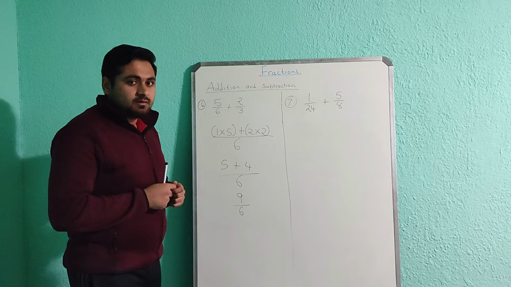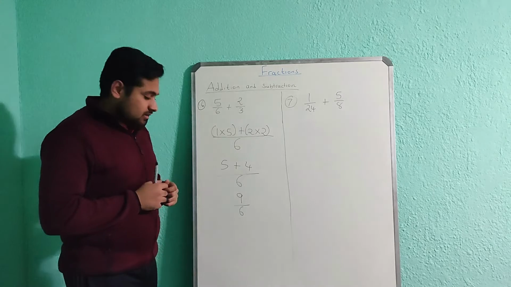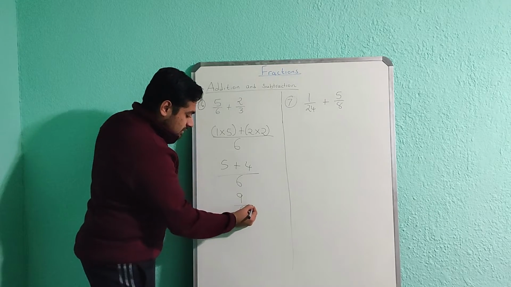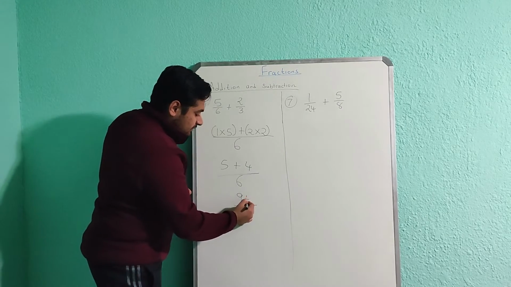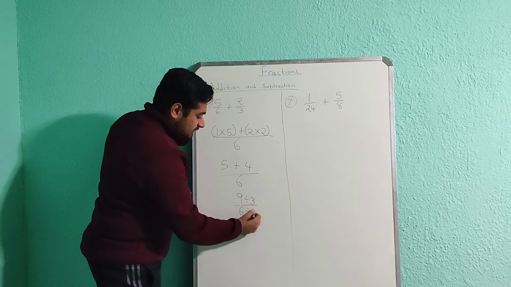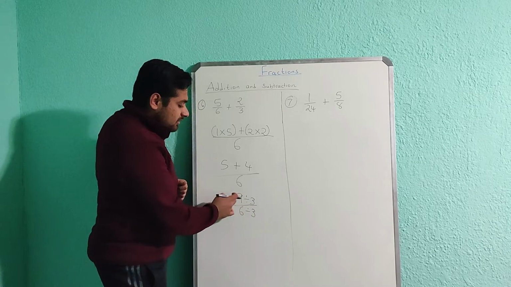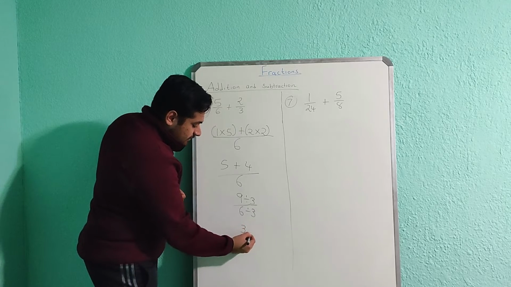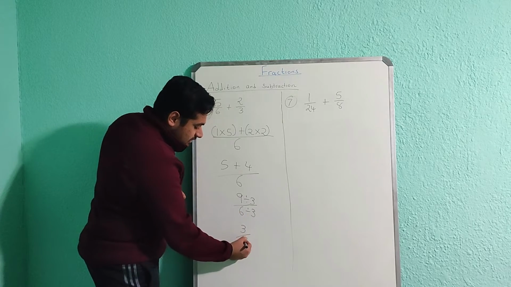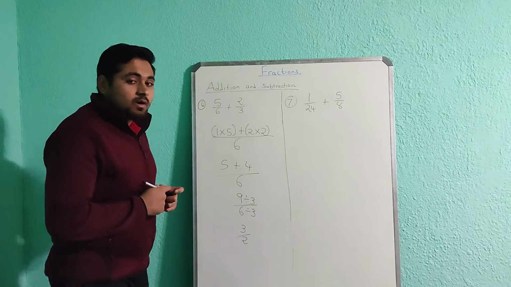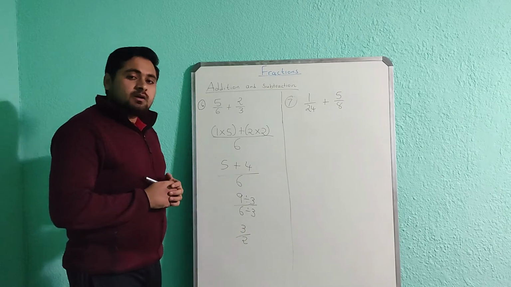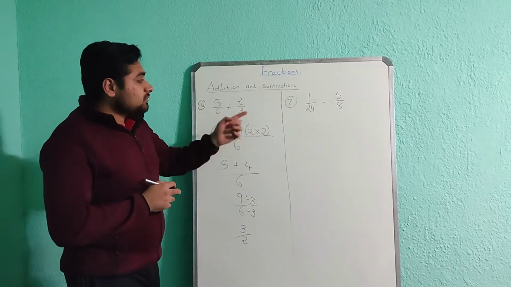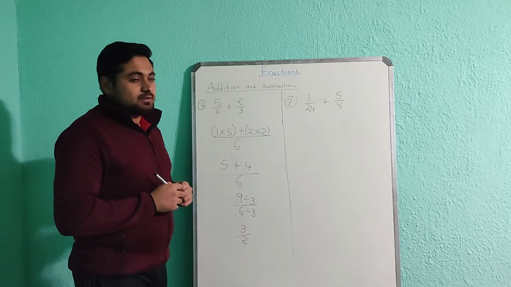Yes, there is, right? Which is 3. So, if we have 9 divided by 3 and 6 divided by 3, our answer is, how many times can 3 go into 9? That's 3 times. And how many times can 3 go into 6? That's 2 times. Therefore, our answer here is 3 over 2. Now let's move on to example 7.